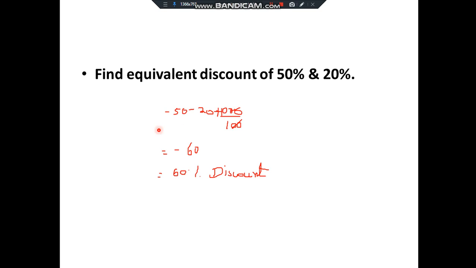So minus 50, since it is discount, we'll use the minus symbol, okay? Minus 50 minus 20, again minus into minus is plus. 50 into 20 is 1000 divided by 100, which is minus 60. Minus represents discount. So 60% is the equivalent discount for 50% and 20%.